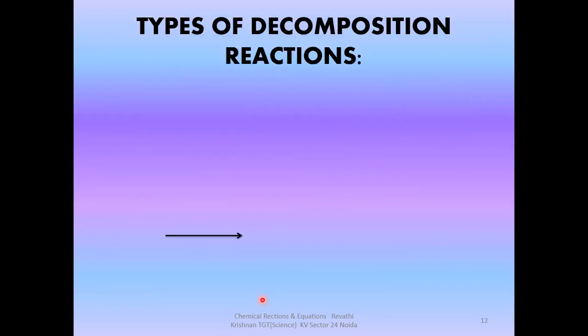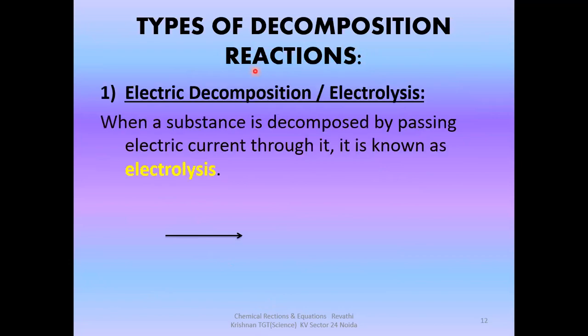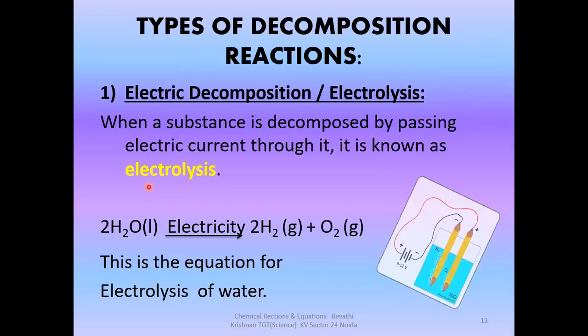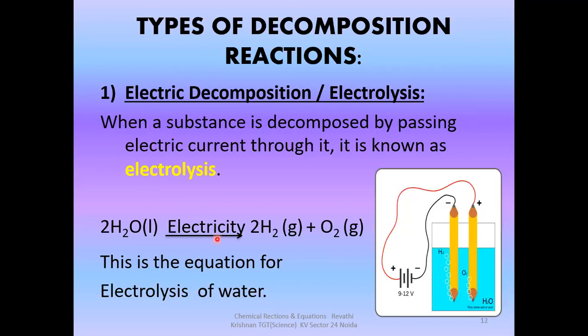The decomposition reactions can be further divided into 3 types. The first type, electric decomposition or electrolysis. When a substance is decomposed by passing electric current through it, it is known as electrolysis. Example, water on passing electricity breaks down into hydrogen and oxygen. The equation can be written as 2H2O on passing electric current breaks down into 2H2 plus O2.